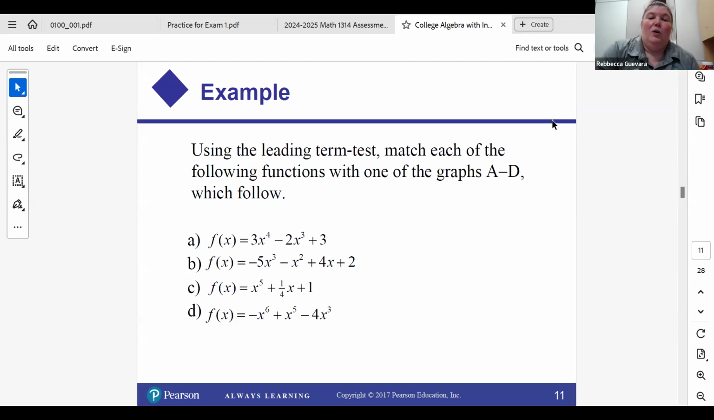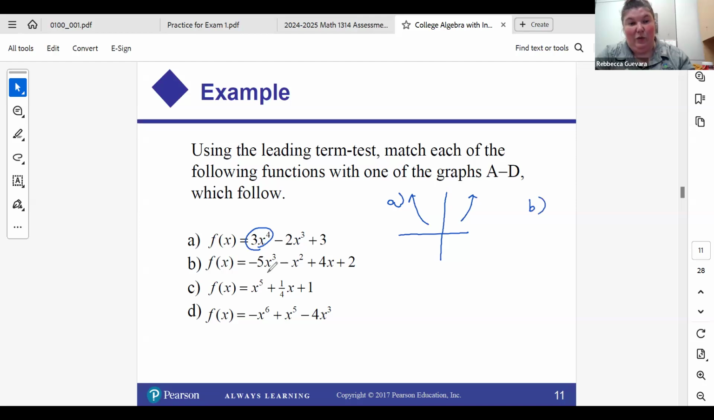Okay, so we're going to have a set of graphs here, and we want to determine which equation would follow which graph. What we're concerned with is what my leading term is telling me. So I'm going to do a little sketch here first. For A, I have a positive coefficient and an even power. I don't know what's happening in the center, but at the ends it should be opening up kind of like this.